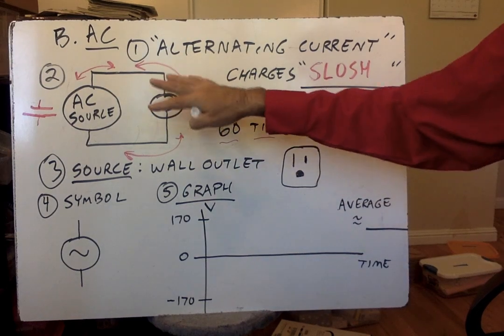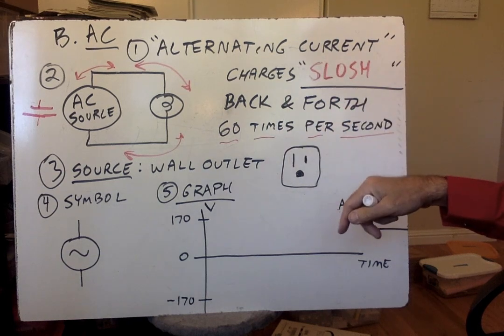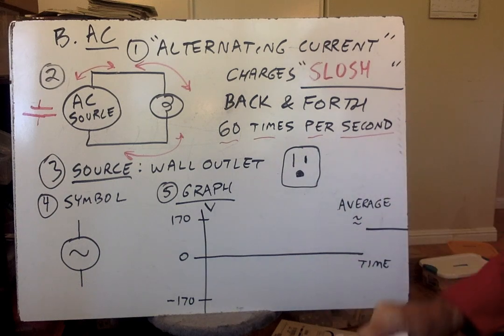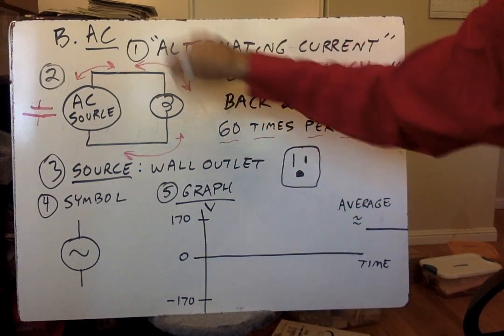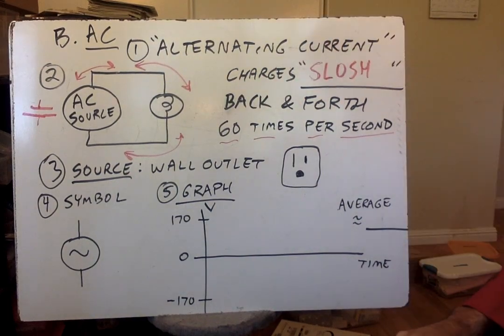We could make AC sources go back and forth at other frequencies, and there may be cases where they do, but this is the common standard in the United States. 60 times per second back and forth. That's very, very quickly, faster than I can simulate. 60 times back and forth per second.